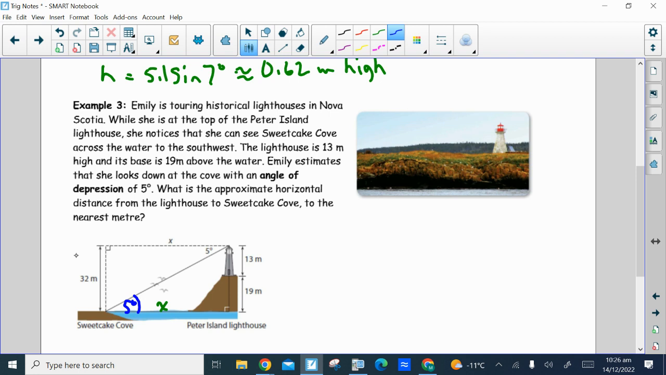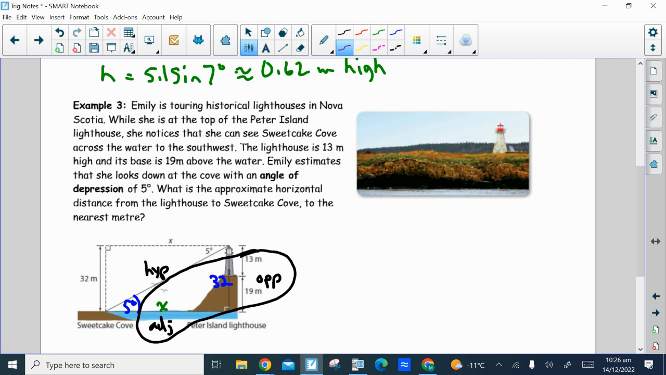Note that over on the left here we have 32 meters for the height of that triangle. That's the sum of 19 and 13. So we'll label the sides of the triangle. The side across from the right angle is our hypotenuse. We're going to use this 5-degree angle down here. The side across from that is the opposite. The third side is the adjacent side. We want to find the adjacent side. We're given the opposite, so we're going to use the opposite and the adjacent, which is the tangent ratio.